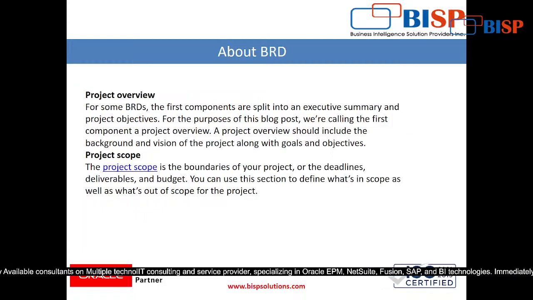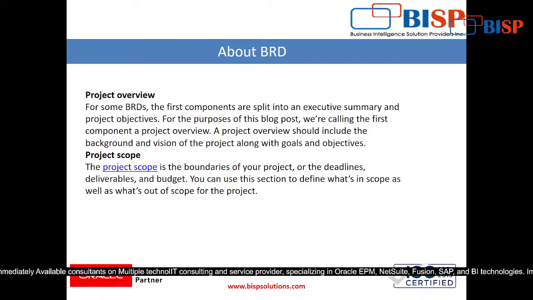That's it. See here, for some BRDs, the first component is split into executive summary and project objectives. Right? A project overview should include the background and vision of the project along with goals and objectives. Second, project scope. It is the boundaries of your project or the deadlines. For example, we will write in a project scope that we will migrate only the last 2 years of data, not the whole 10 years of historical data. So that is called the scope, what we are providing and what we are not providing. You have to write down very specifically what you are not going to provide. That is called the outscope, and in scope means what you are going to provide.